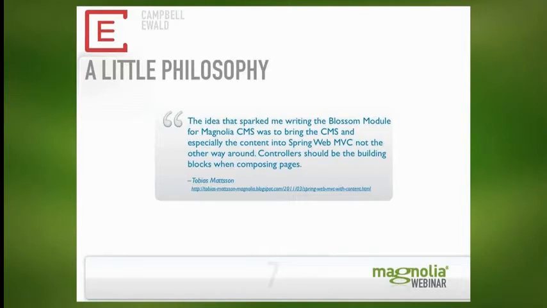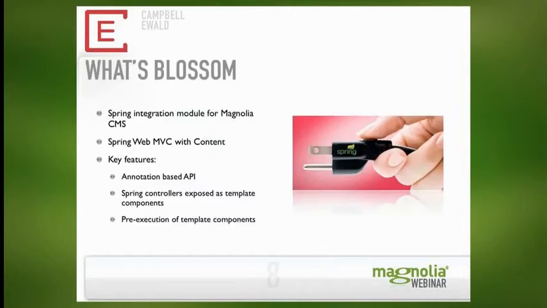The result of this was the Blossom module, and it lets you build content-rich websites simply by writing Spring Web MVC controllers, and then you can compose your pages with them. And really everything is centered on controllers with Blossom, from the logic behind the page to how it's authored by content editors. The idea is that you just add these annotations and instantly you can snap them with your controllers right into your pages as you like.